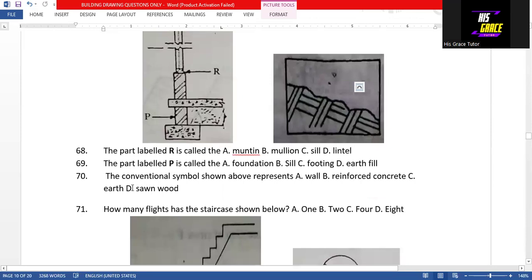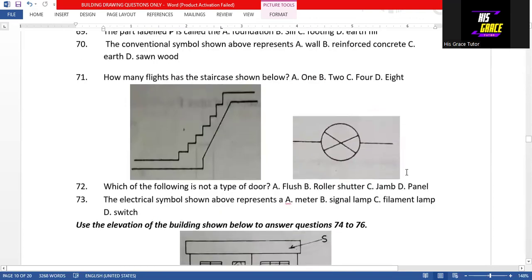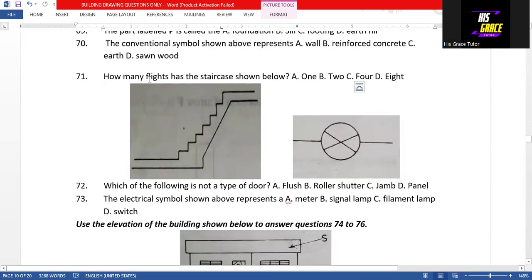Then we'll move to question 70, which says that the conventional symbol shown above represents earth. So talking about this, that's option C is the answer to question 70. Then question 71, how many flights has the staircase shown below? So it's just a one flight staircase. So option A is the answer to question 71.